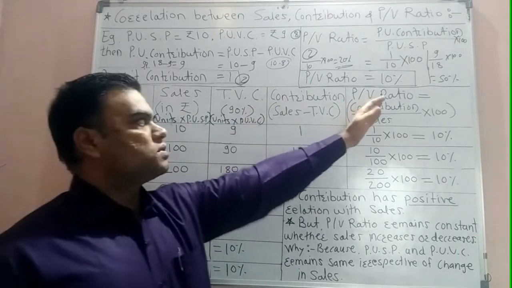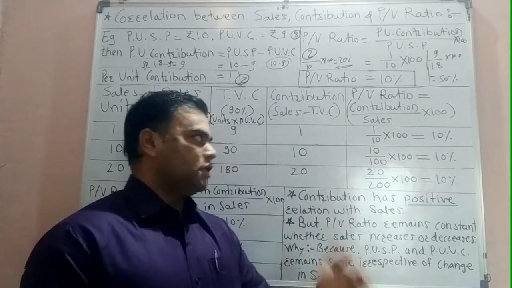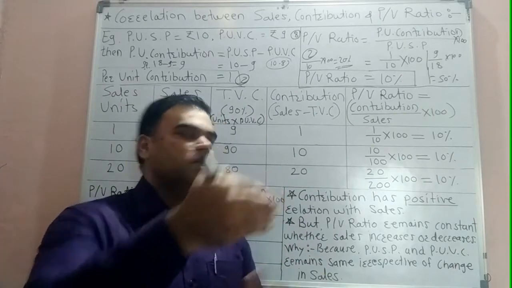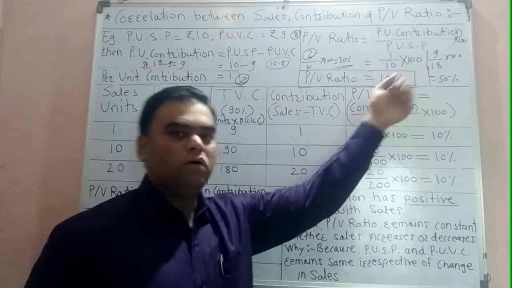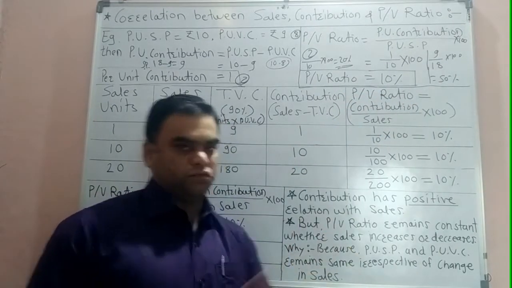The last column shows PV ratio or contribution to sales ratio. How to calculate the same? As we know, contribution upon sales into 100, then we will get the percentage of PV ratio.